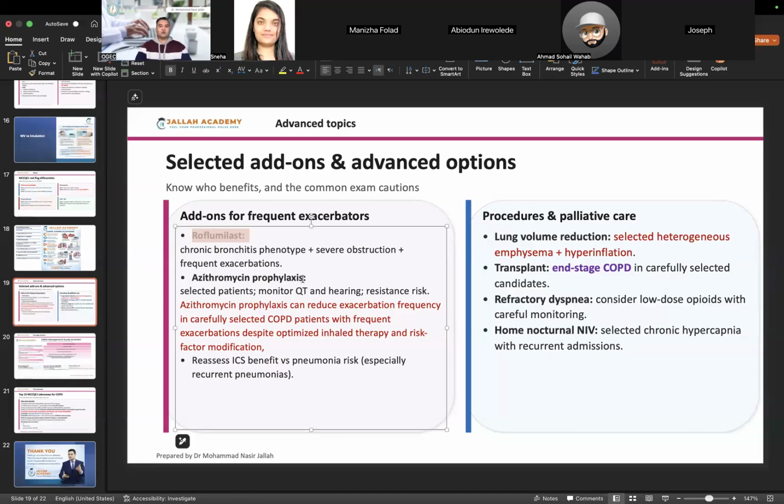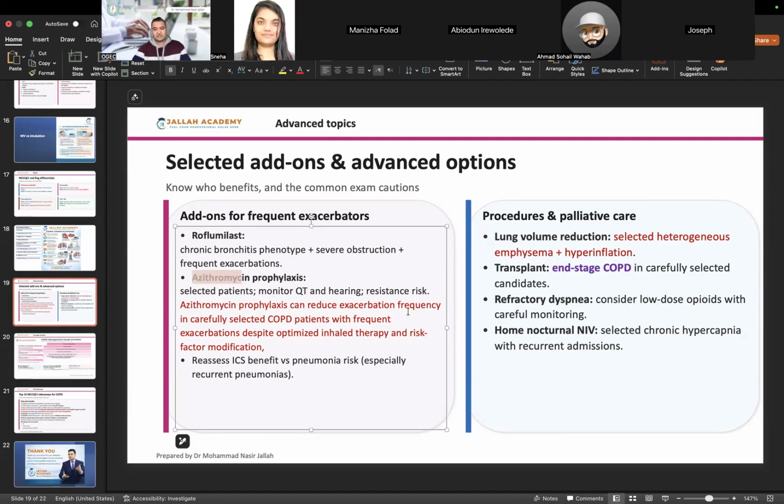Azithromycin prophylaxis. If you remember, I said for the antibiotic, they might ask you what is the best choice treatment antibiotic, or they might ask you what is the best choice antibiotic prophylaxis. If they're asking you the best choice treatment, amoxiclav. If they're asking you the best choice prophylaxis, it will be azithromycin. So select patients, monitor the QT and hearing, and resistance risk. So these are very important. Why? Because azithromycin causes those issues.